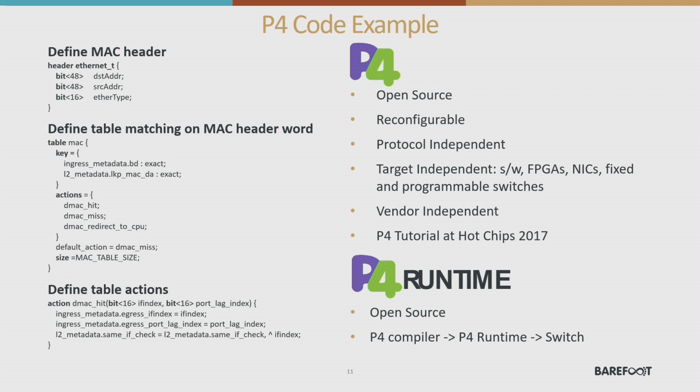You define tables by listing what fields they match against, and whether it is a ternary or exact match, by listing action functions which can be called as a result of any match or a miss, and giving the table a size. And then finally, you define table action functions, which inside them just list how each individual word is modified and how. And of course, there's more to the language than this, but this is a pretty good introduction.